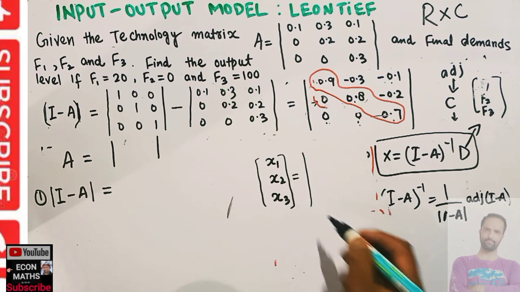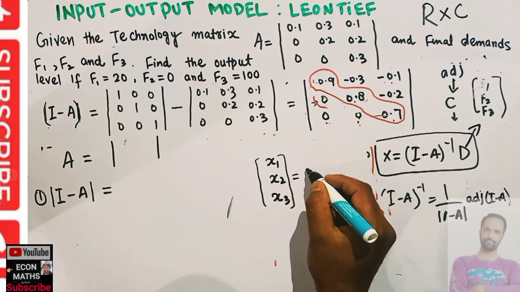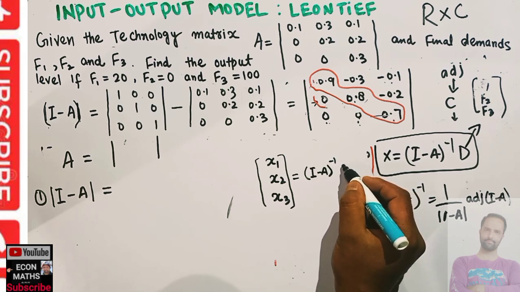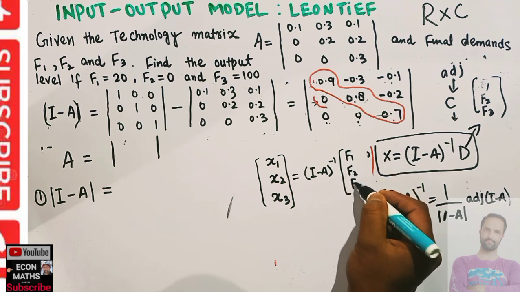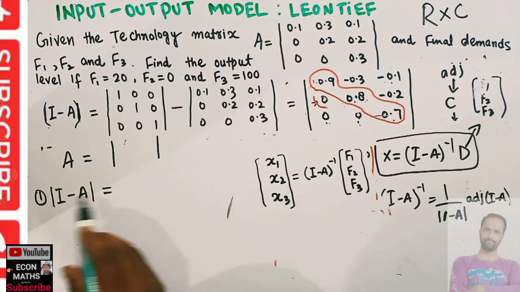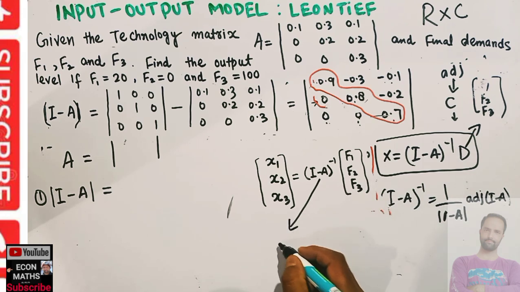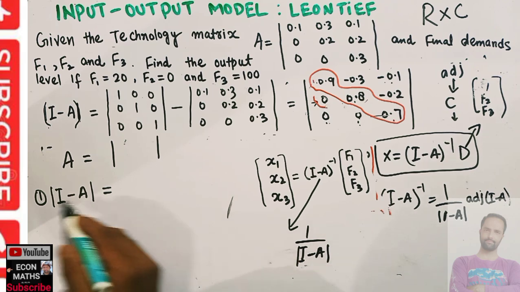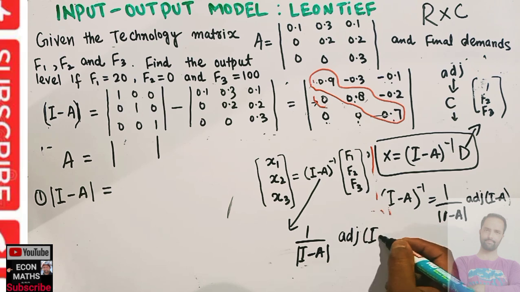It will be equal to simply I minus A, its inverse, times the final demand. What was our final demand? F1, F2 and F3. So if I minus A was this, to get the inverse we were required to find 1 upon the determinant of this matrix, and multiply it with the adjoint of this I minus A.